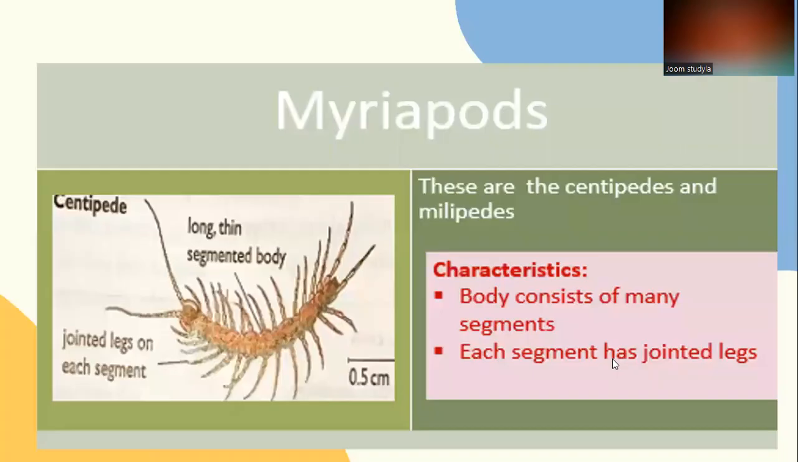Okay, and myriapod. Myriapods, the example given here, are centipedes and millipedes. The characteristic is that the body consists of many segments. You can see here, many segments, and each segment has a jointed leg. Each segment is a long, thin body segment.